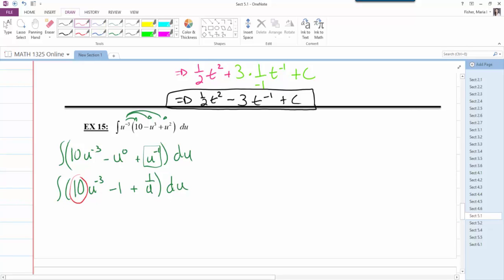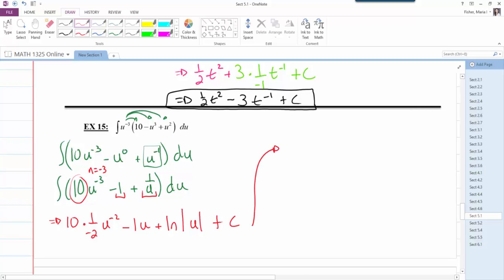So here, 10 is a constant multiplier. It multiplies along. N here is equal to negative 3. So times 1 over negative 2, u to the negative second. The integral of 1, well, 1's a number, so that's going to be minus 1 times u. Plus, the integral of 1 over u is the natural log of the absolute value of u plus c.